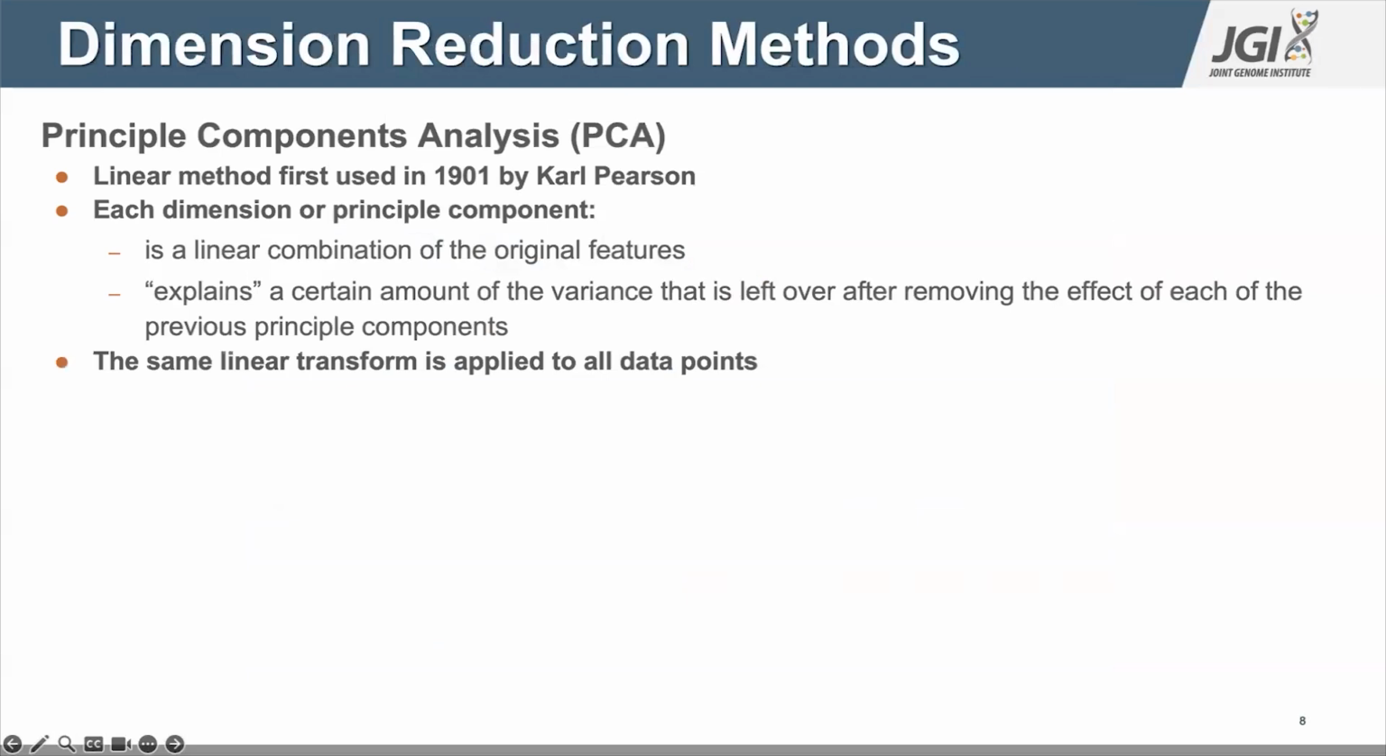So let's move on to the dimension reduction methods. I'm going to talk about those now. The first is principal components analysis, or PCA, and this is the linear method that was first introduced by Karl Pearson in 1901. In PCA, each dimension of the reduced space, which is also called a principal component, is a linear combination of the original features and explains or accounts for a certain amount of the variance in the original data. So the first principal component accounts for the largest amount of the variance, and the second principal component accounts for the largest amount of the variance that's left over after removing the effect of the first principal component, and so on. So you're pretty much using linear algebra to rotate and rescale all of your data points in the same way into a smaller number of dimensions.